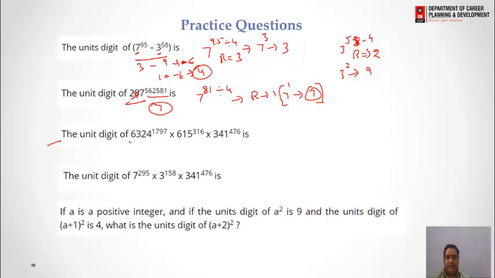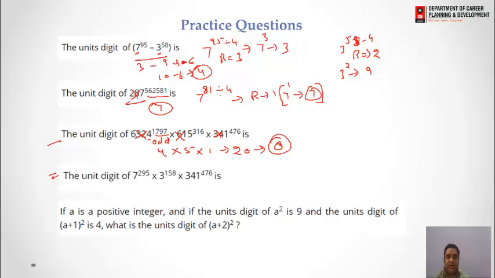Now the unit digit of this expression, 632 power 4 times 615 power 316 times 341 power 476. Here 632 has no significance, it is 4 power this. 615 power 316, 61 has no significance, 5 power something. And 341 power 476, here 34 has no significance. Now here we have 4 power something, and the power is odd. In this case the unit digit is 4. For the second one, 5 power something is 5, 1 power something is 1. Hence the multiplication of this is 20, which gives us the unit digit 0. That is the answer for this question.